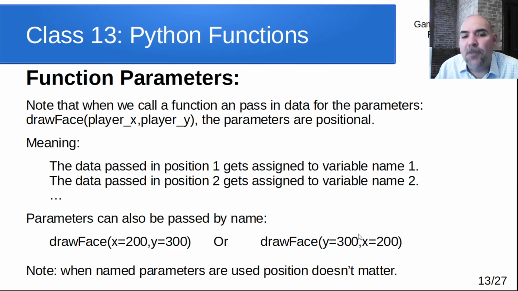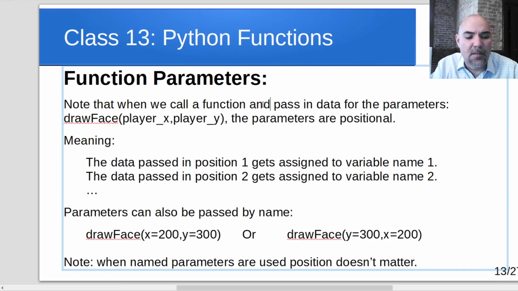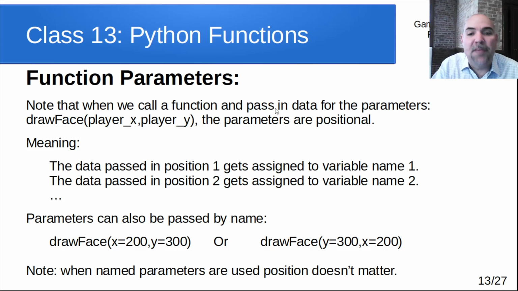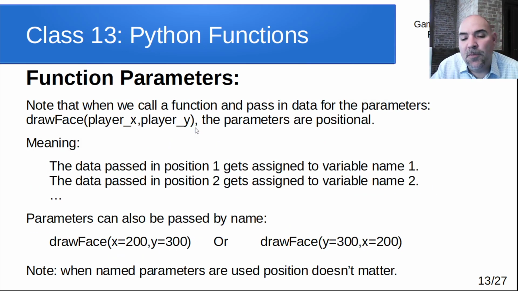So note that when we call a function and pass data in for the parameters, like we did here, player_x, player_y, the parameters are positional. In other words, whatever piece of data I put first is going to get associated with the x. Whatever piece of data I put second is going to be associated with the second name. So whatever variable names we put in our definition are going to get associated with whatever data we pass, in the order that we passed it. So the first thing I pass gets associated with variable name 1. The second thing I pass gets associated with variable name 2.